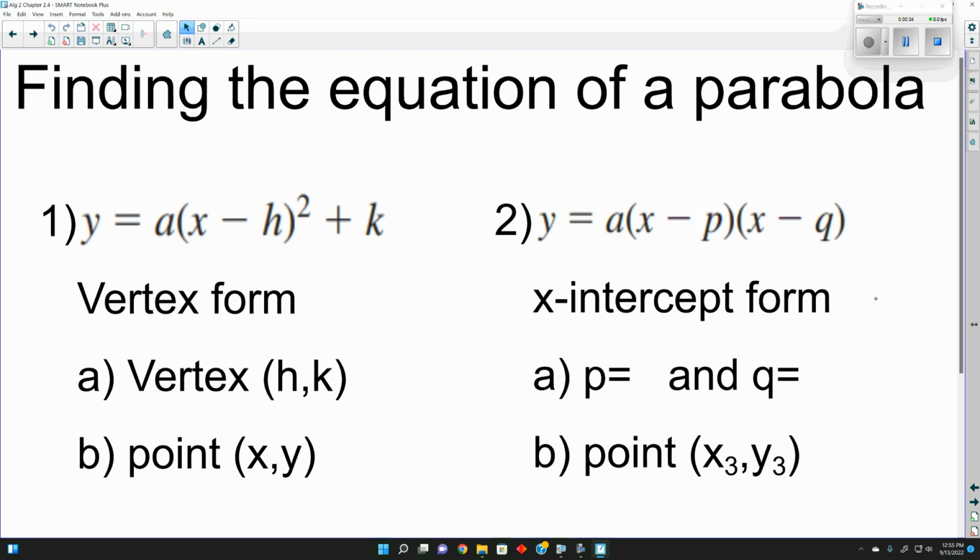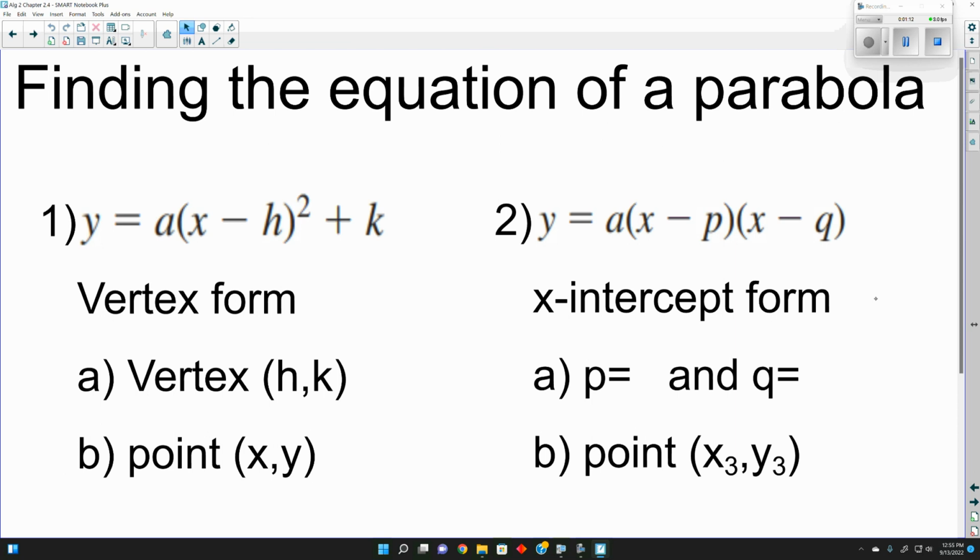So we're either going to have it in the form of y equals a times x minus h squared plus k, or y equals a times x minus p times x minus q. If it's in vertex form, we're going to have a vertex, which is the point h comma k, and a point. So if we're going to use vertex form, we're going to have the vertex and a point. If we have the vertex and a point, we're using vertex form.